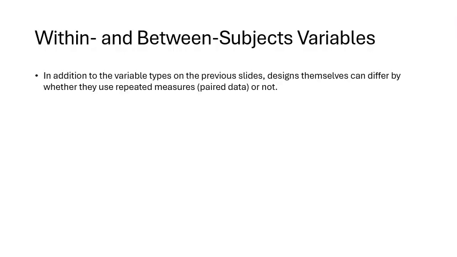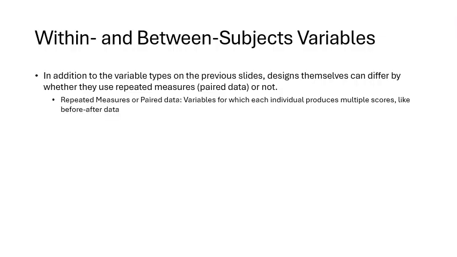We also have within and between subjects variables, and it actually relates to the design of the study. The variables themselves could be conducted either way. So let's take a look at what this means. Designs differ by whether they use repeated measures, paired data, or not. And if you're thinking this sounds a lot like the paired samples t-test, you'll be correct.